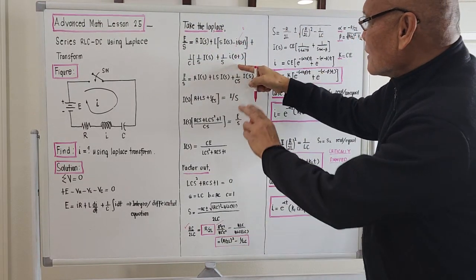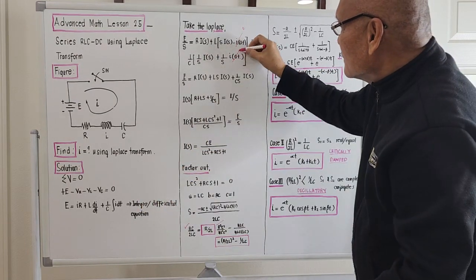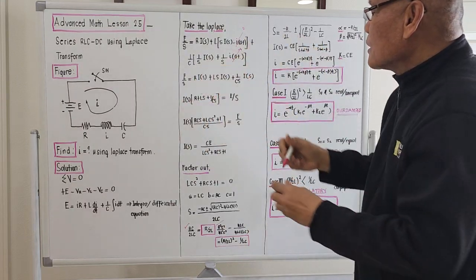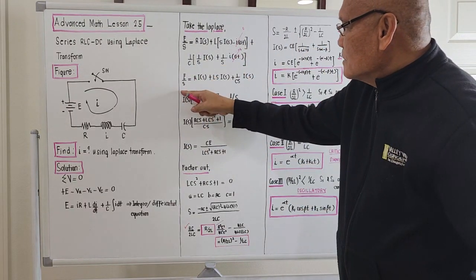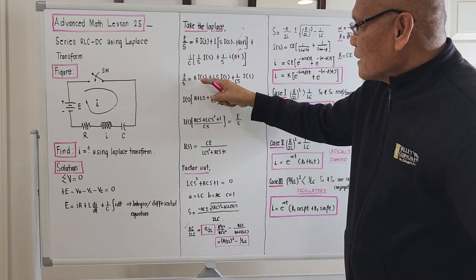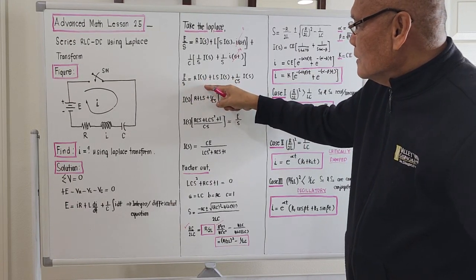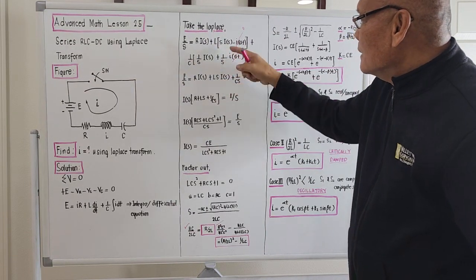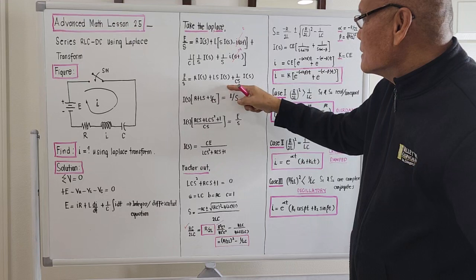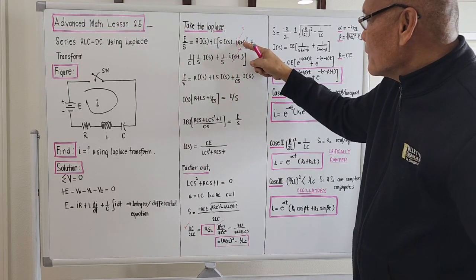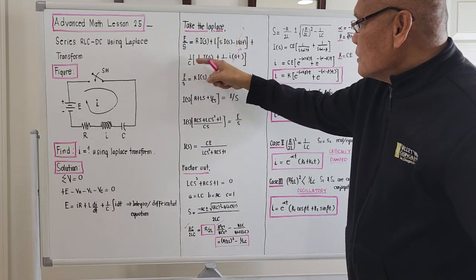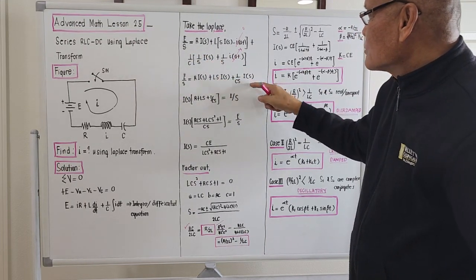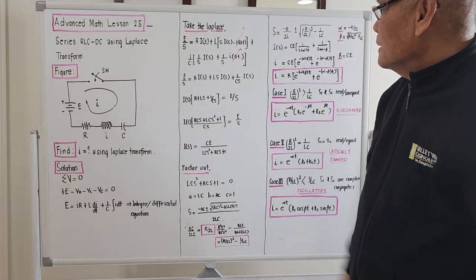The initial voltage on the capacitor is also 0. So if these two are 0, the resulting equation will be E over S equals R times I as a function of S, plus LS, the product of L times S times I as a function of S. This is now 0, no more effect. The product of 1 over C times 1 over S is 1 over CS times I as a function of S. This is 0 really.